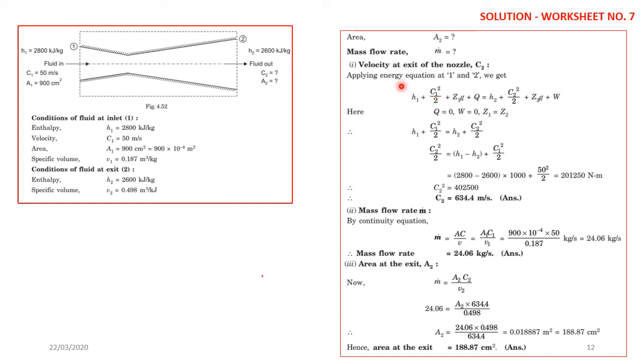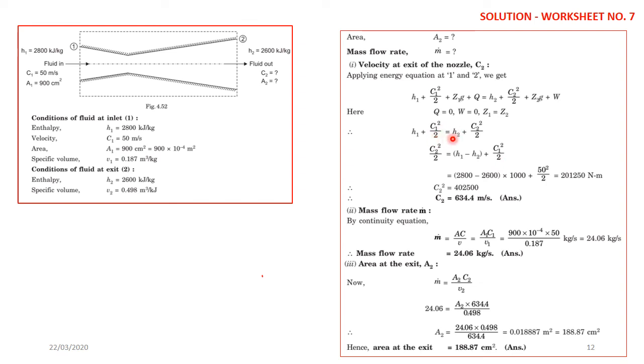So as usual, first we write the steady flow energy equation: H1 plus C1 square by 2 plus Z1G plus Q. We already know Q is 0, work done 0, so this is the nozzle equation, correct? So we want to find exit velocity. Using that formula, bring the H1, keep the C2 on the right hand side, bring the H2 to the left hand side, so H2 becomes negative, so H1 minus H2 plus C1 square by 2, right? This is the formula, right?